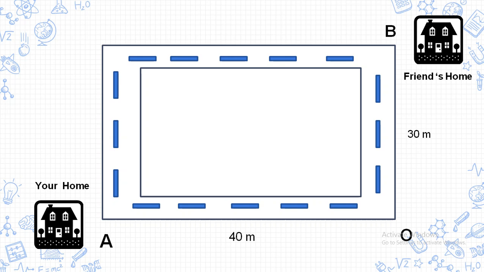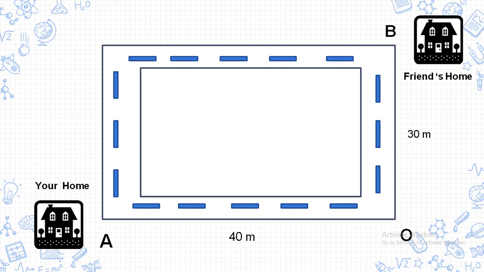So what is this? This is known as the distance between your home and your friend's home. So what is distance? Now we get the definition. Distance means the total path covered by a body in a certain time is called distance. Understood? So over here the total distance you have covered is 70 meters.